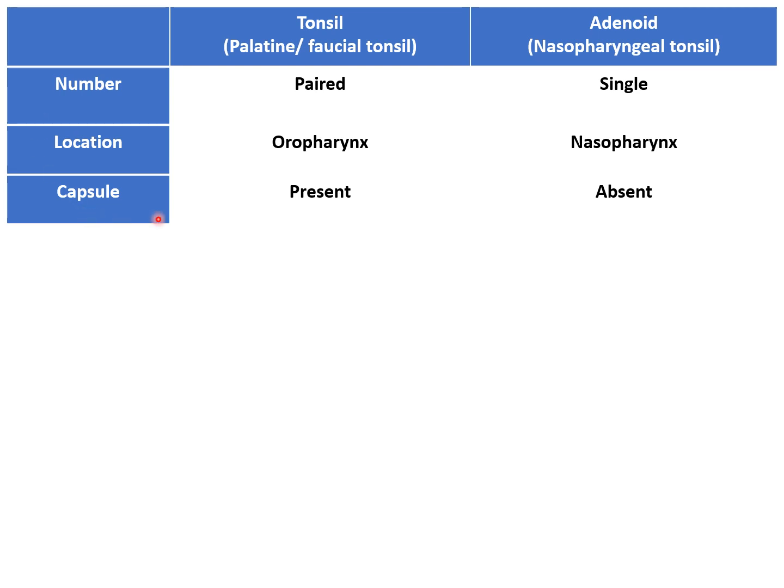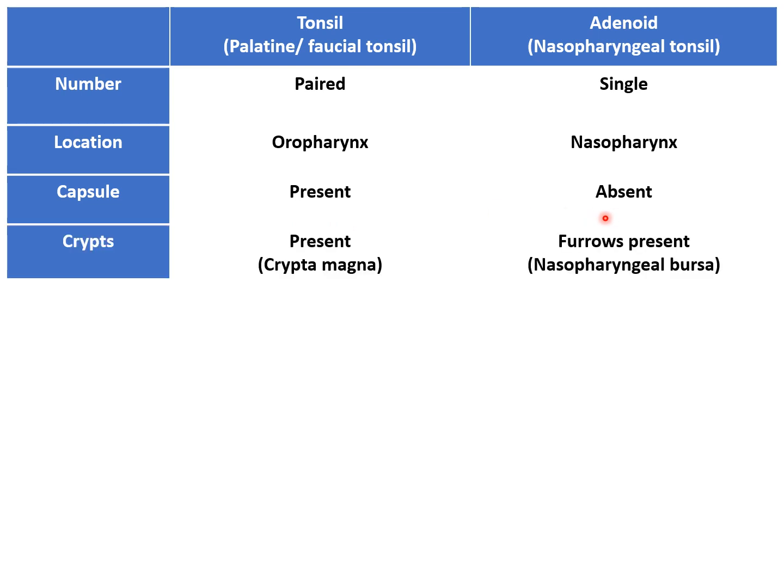Now the capsule. So the capsule is present in the tonsil, while capsule is absent in adenoids. Then crypts. Again, crypts are present in the tonsils. So these crypts are the epithelial lined invaginations into the tonsillar mass, and the largest of these crypts is called crypta magna. While in adenoids, crypts are absent, but furrows are present.